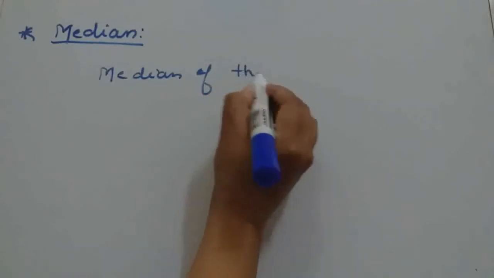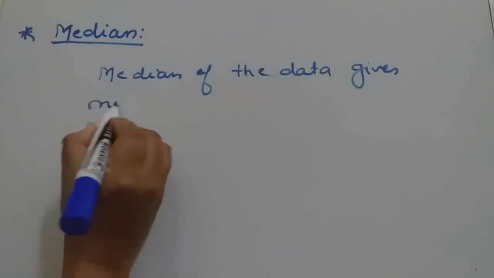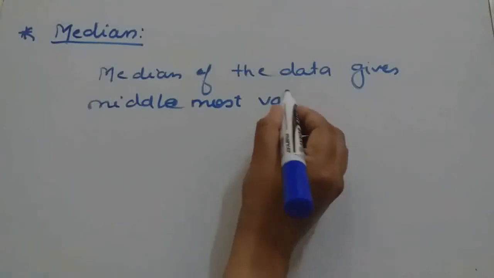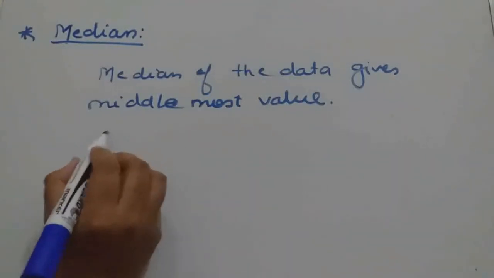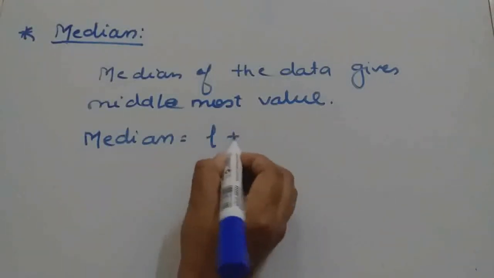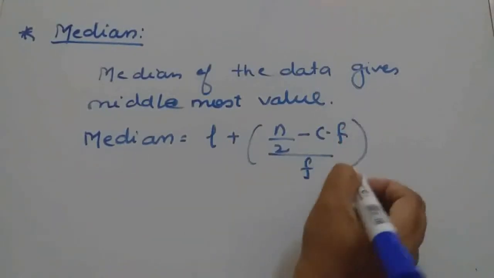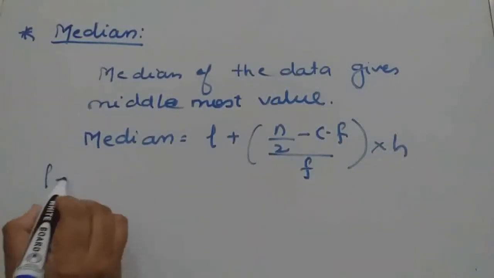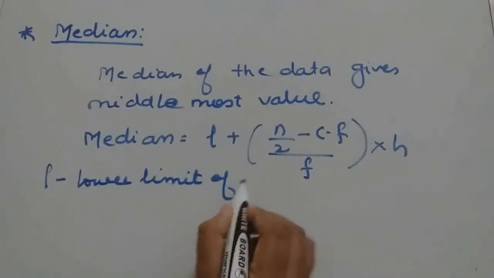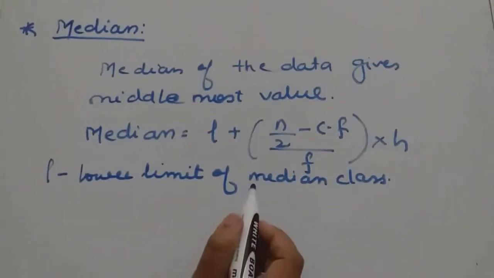Median of the data gives the middlemost value of the data, we can say. Okay, now for grouped data we have the formula of median as L plus (n/2 minus CF) divided by F, into H, where L is the lower limit of the median class. After finding the median class, the lower limit of that class we can consider as L.